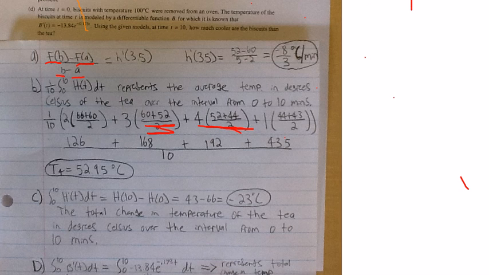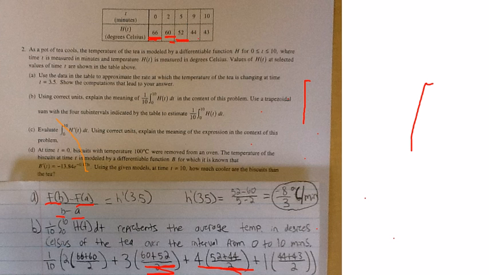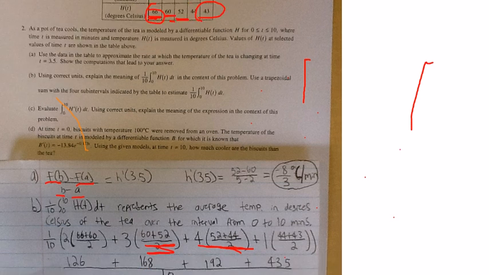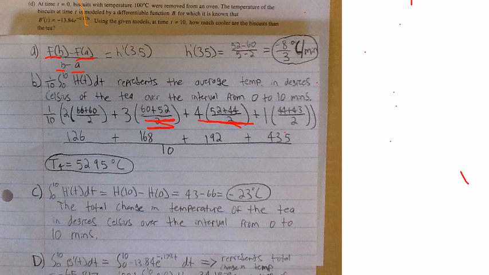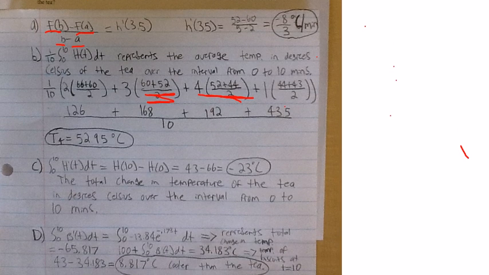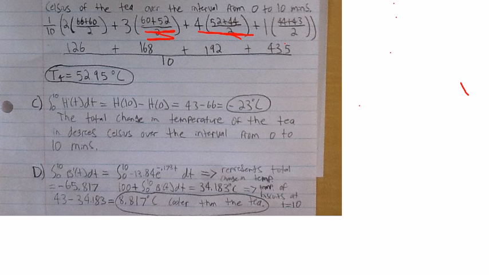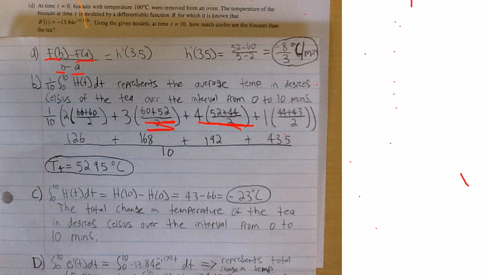In part C, the integral from 0 to 10 of h'(t) dt is just h(10) minus h(0), which is 43 minus 66. So that's going to give you negative 23 degrees Celsius. That represents the total change in temperature of the tea in degrees Celsius over the interval from 0 to 10 minutes. So the tea cooled 23 degrees over the first 10 minutes. And now on to part D.